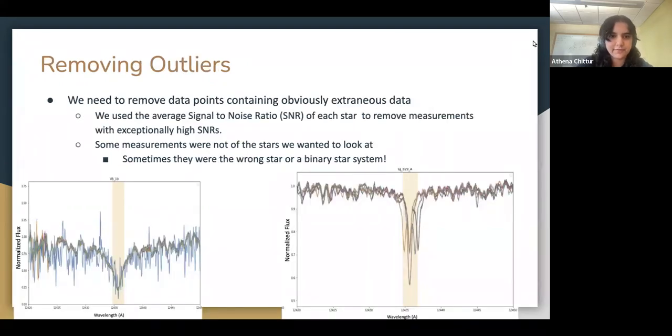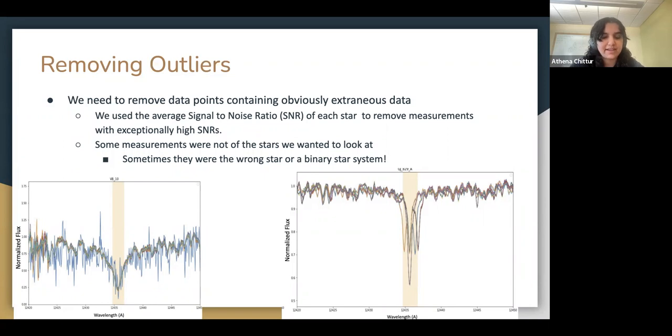So one of the first things that we set out to do was removing outliers, because the data as we received it, we could not really work with that neatly because there were so many measurements that were just really messing up our calculations. So we needed to remove data points that were obviously extraneous.